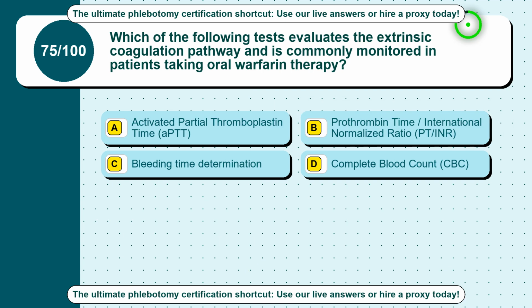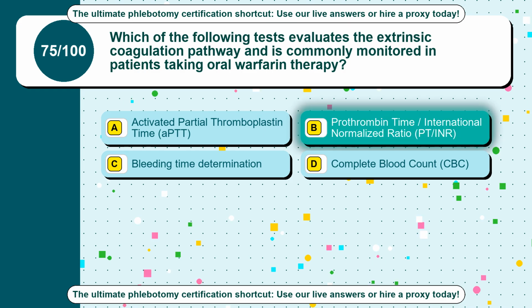Question 75. Which of the following tests evaluates the extrinsic coagulation pathway and is commonly monitored in patients taking oral warfarin therapy? Option A, activated partial thromboplastin time, APTT. Option B, prothrombin time / international normalized ratio, PT/INR. Option C, bleeding time determination. Option D, complete blood count, CBC.